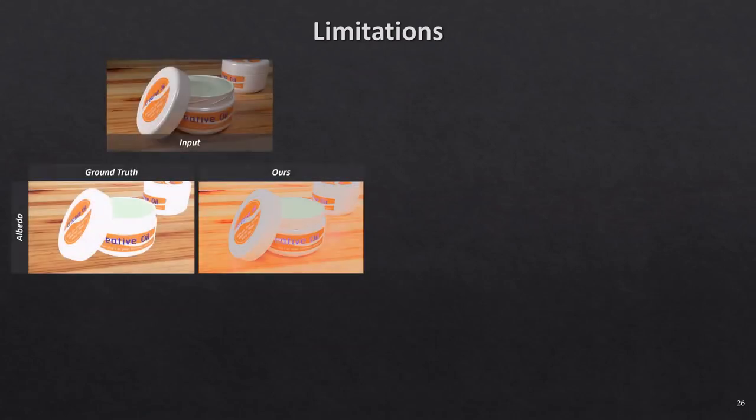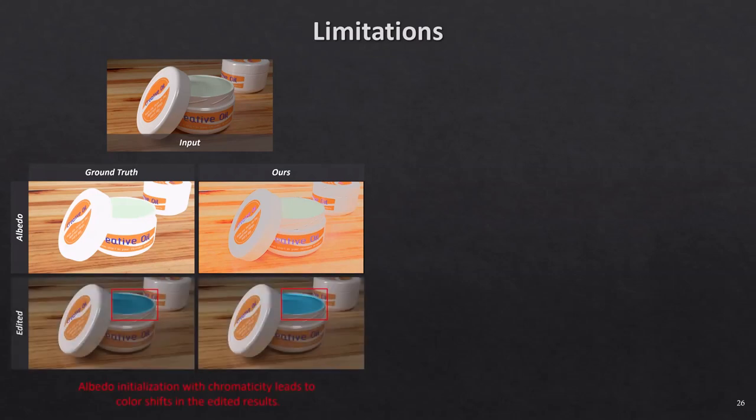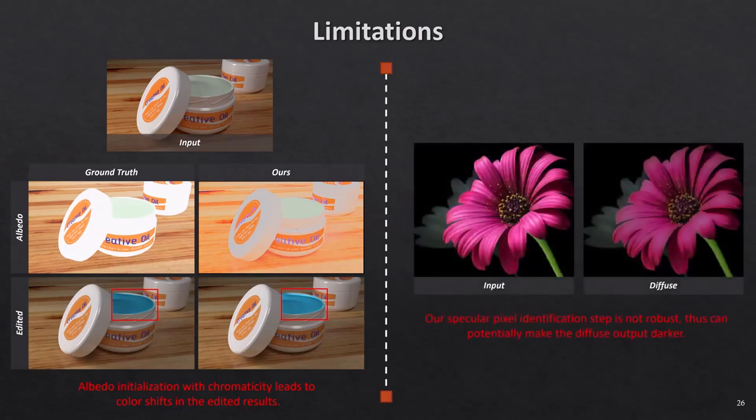Now we discuss the limitations of our approach. For intrinsic decomposition, we initialize the optimization with the chromaticity for albedo. This initialization leads to color shift in the edited result. For specularity removal, the specular pixel identification step is not robust enough, and it can potentially make the diffuse output darker.